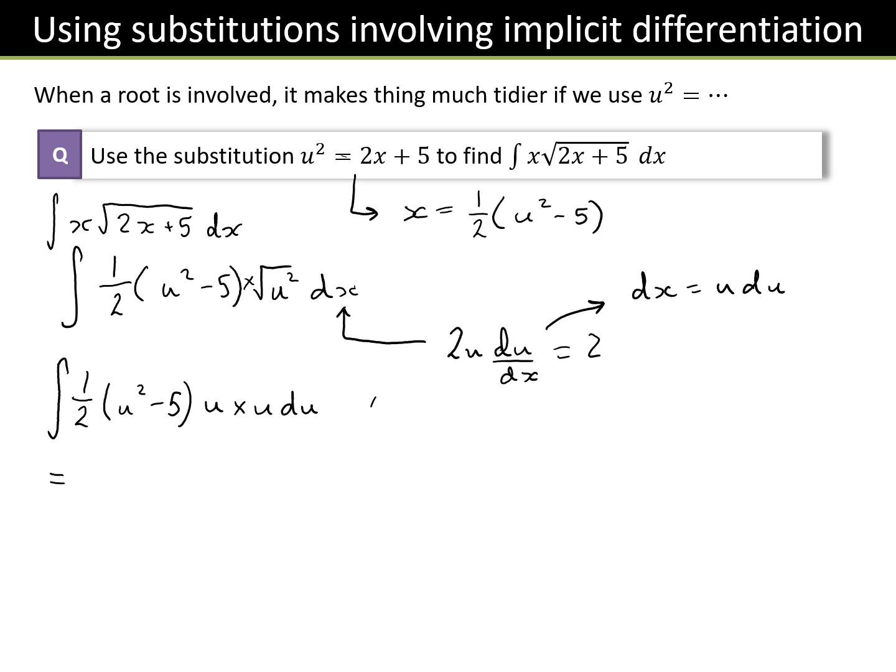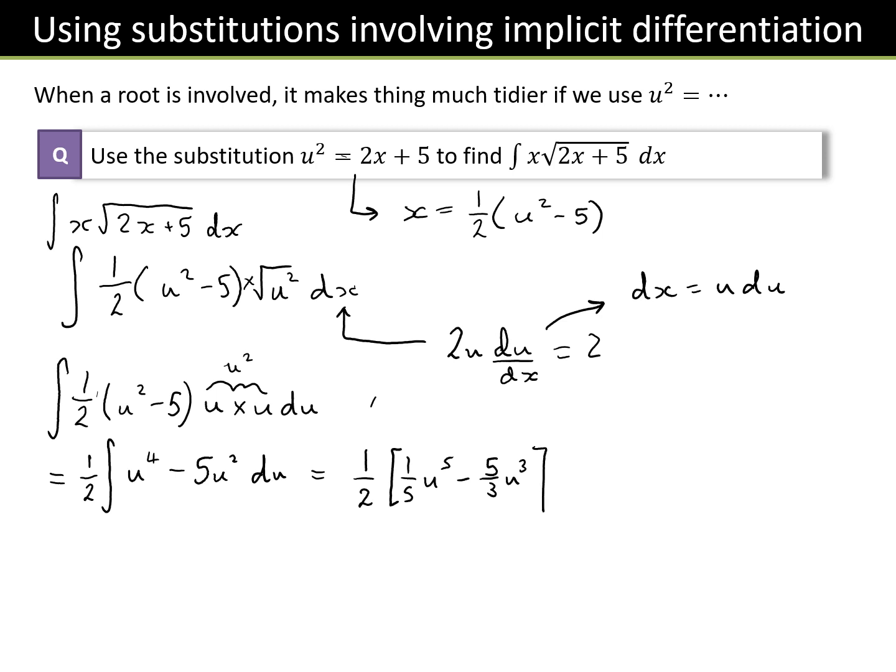So this becomes, I'm going to pull the half out because it's just a constant. The integral of u squared, this is the same as u squared as well, isn't it? So u squared times u squared is u to the power of 4. 5 times u squared is just 5u squared, obviously. Then du. Integrate that, we get a half square brackets a fifth, u to the power of 5 minus 5 over 3 u to the power of 3 plus c on the end.